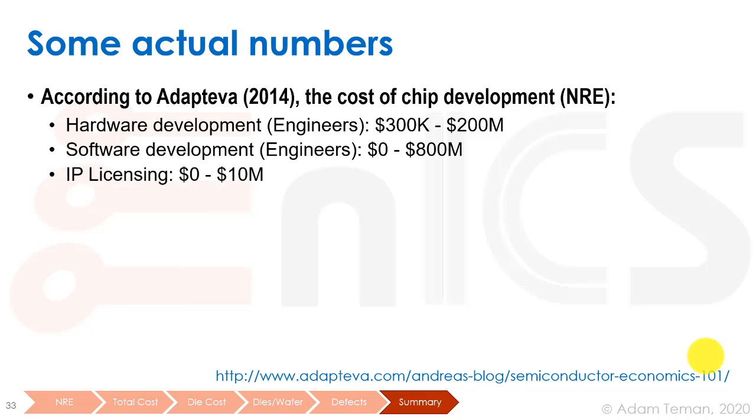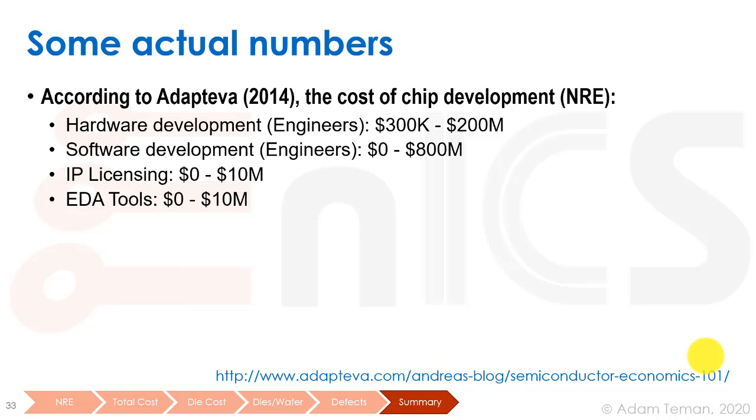IP licensing, that means how much we are paying other companies, these IP vendors, to use their chips. And there are two ways to do IP licensing. Either you could pay up front, and that's what this is talking about. So either we don't pay anything up front, or we could even pay up to $10 million just for IP. But we can also pay royalties, which we'll see on the next slide.